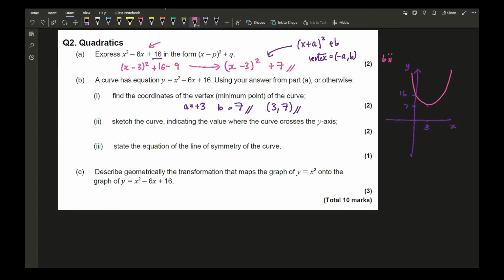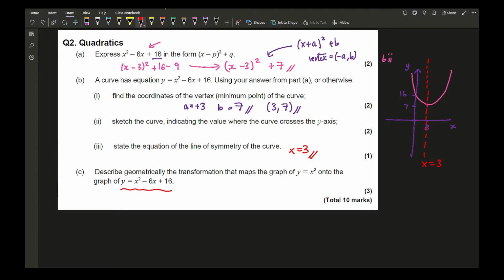So part B3 says state the equation of the line of symmetry. Now the line of symmetry is going to go through this line here. That is x equals 3, 1 mark. And then finally it says describe the geometric transformation that maps the graph of y equals x squared onto the equation that we've had all day from the start of this equation.